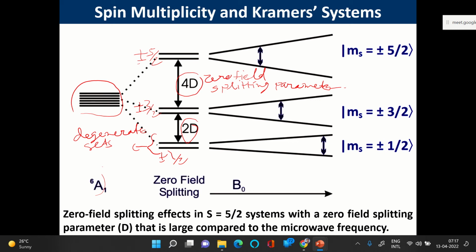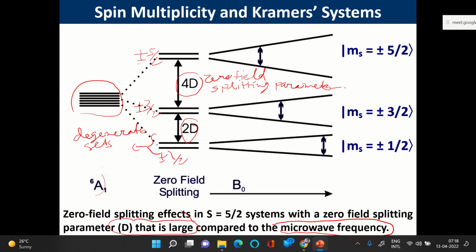This splitting is much more than the energy h nu of the microwave frequency that is used. As compared to that, the D separation that we are talking about is always much larger.